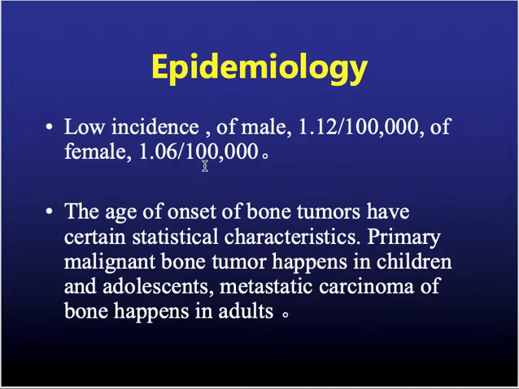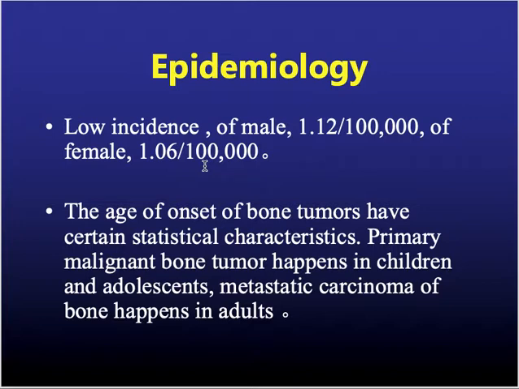So now, you can see the epidemiology. In epidemiology, there is low incidence; of course, bone tumors are not so common. This is a very important point to remember. If you look especially at the cancers in the body, bone tumors don't hold a good place. The most common carcinoma in females is breast cancer, and the most common carcinoma in males is prostate cancer, and then there are colon and lung cancers.